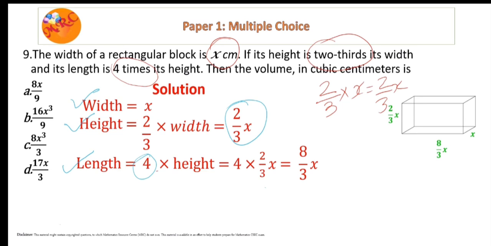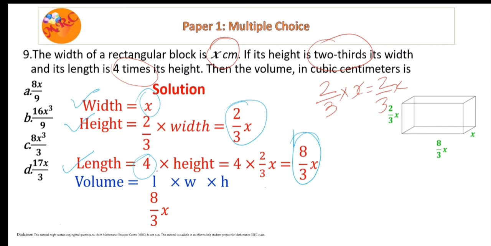Volume equals length times width times height. What is our length? Our length, 8/3 x. What is our width? Our width, x. What is our height? Our height, 2/3 x. Good. Now that we have all of this, let us simplify.